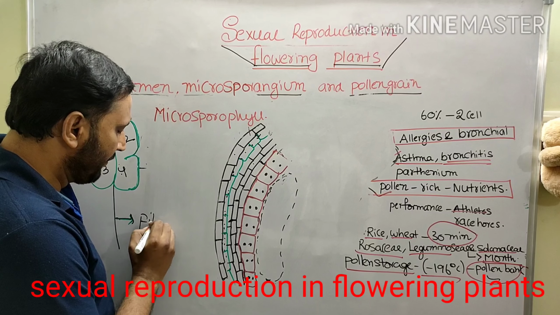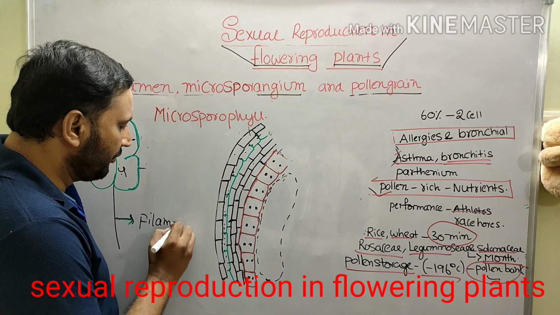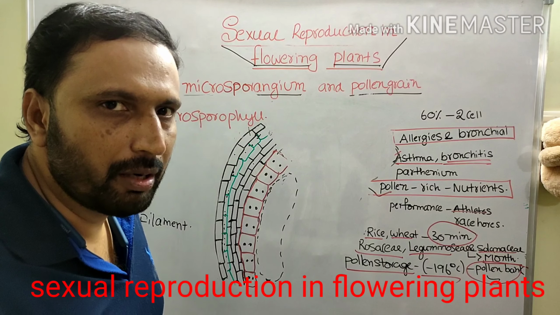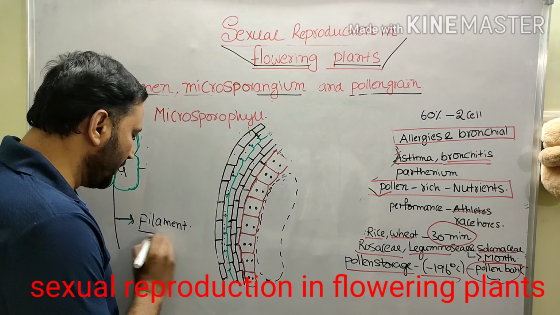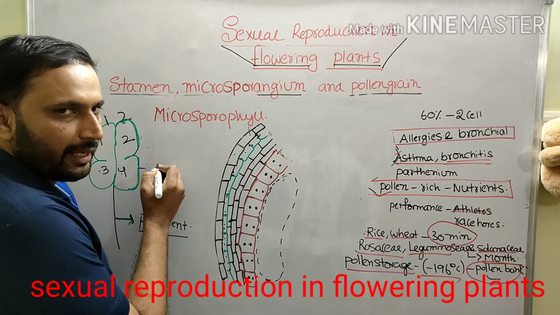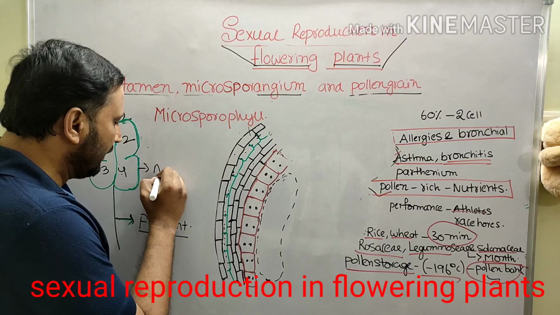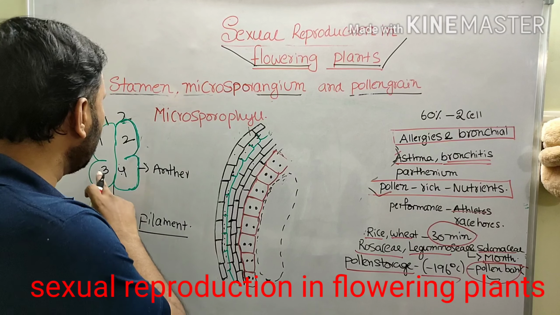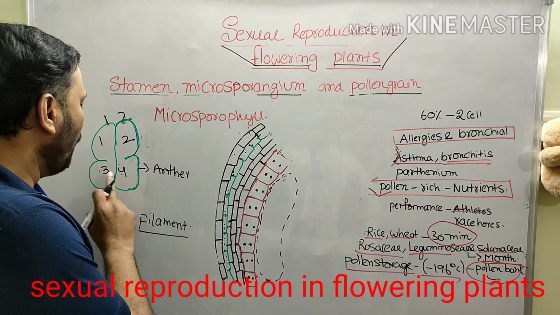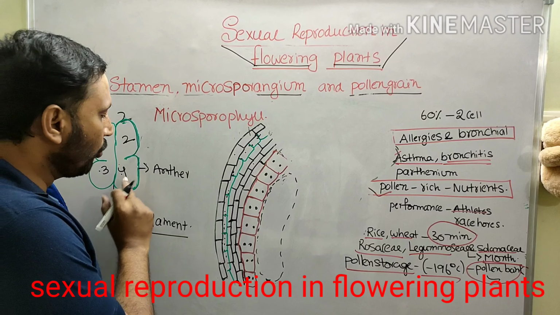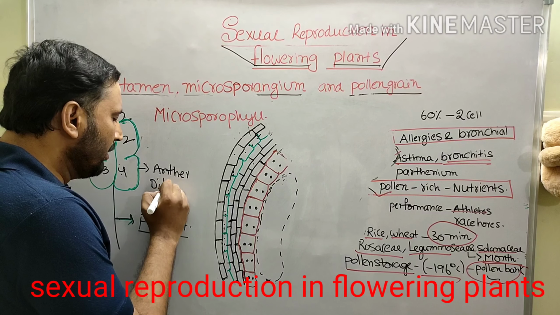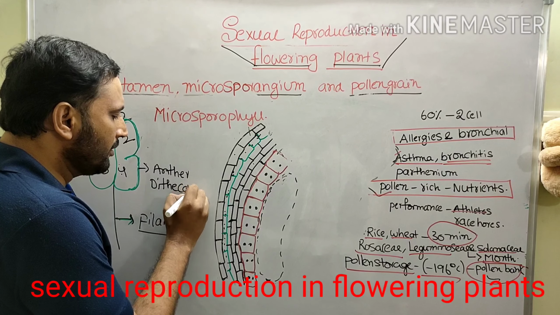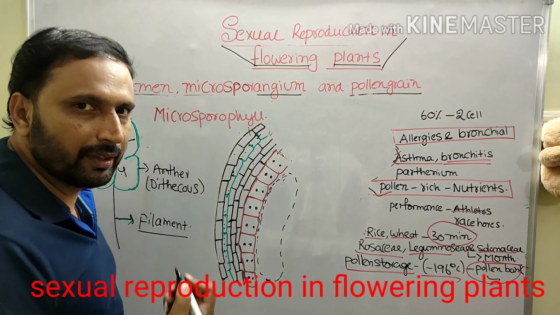Filament: the stalk part of the microsporophyll, the stalk part of the stamen, is called filament. The apical sac-like structure is called anther. This is the anther. When the anther contains two anther lobes, it is called a dithecous stamen.